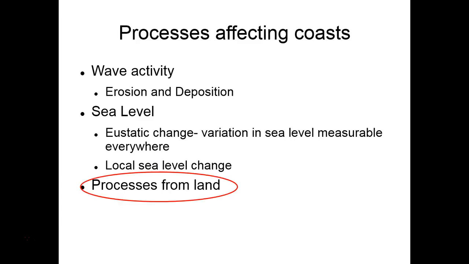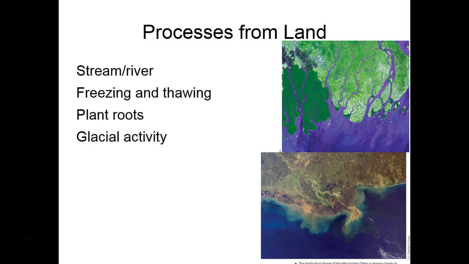Okay, processes from land also affect the sea. Things like streams or rivers. When you have increased flow of river activity, that causes erosion around the land as well, and so that can actually cause a change in the actual shape of the shoreline due to increased river activity, or you can have decreased river activity, and that will also change the shoreline. When the land freezes or thaws, it also has a way of basically contracting or expanding, and so that's going to change the shape of your shoreline.